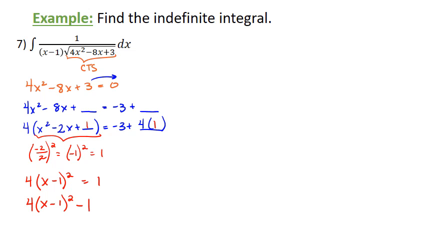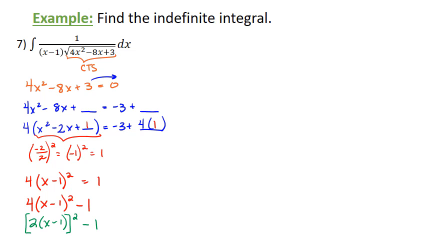Now, food for thought. This is the same thing as saying 2 times x minus 1 quantity squared minus 1, because 2 squared is 4 and this quantity squared is this. Now you might be thinking, why in the world did she just do this? What is happening? What is going on? Well, let's just take some baby steps, all right?